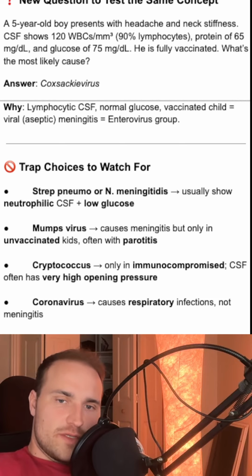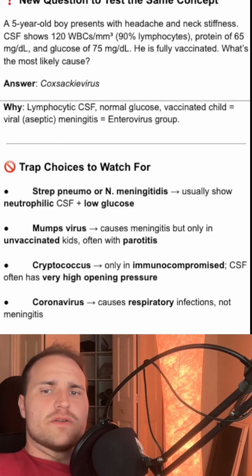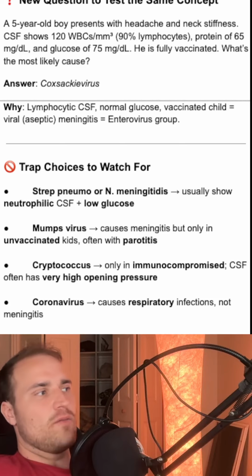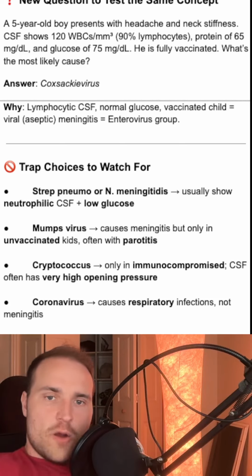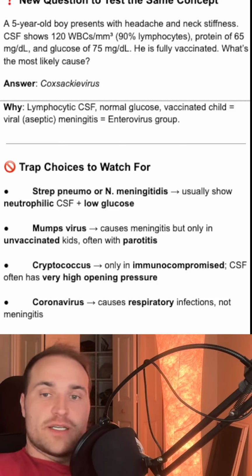For viral, the protein is mildly elevated. Inflammation increases the permeability of the blood-brain barrier and allows some protein leakage to occur in the CSF, but it's not as drastic as it would be if you got a whole bacteria inside of you. Opening pressure is often normal or slightly elevated. Mild inflammation can raise the intracranial pressure, but less dramatically than bacteria.